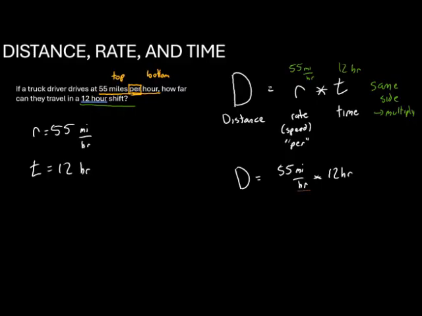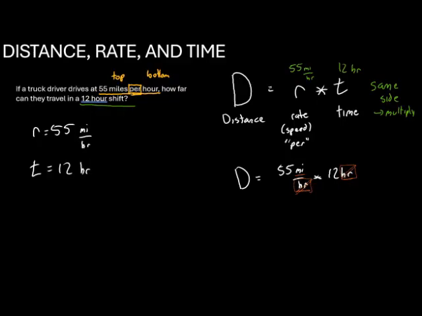Note that we have hours on the bottom in our speed or rate, and we have hours on top for our time. This means that when we multiply, it's similar to how a unit conversion would work. The hours will cancel out. This will leave behind just miles as our answer. This tracks with what we know about distance because distance can be measured in miles.